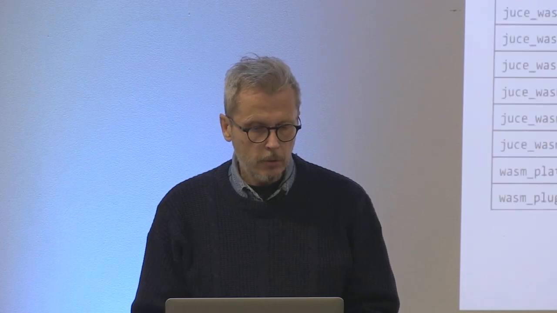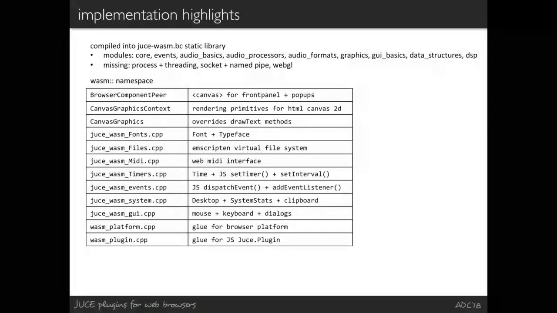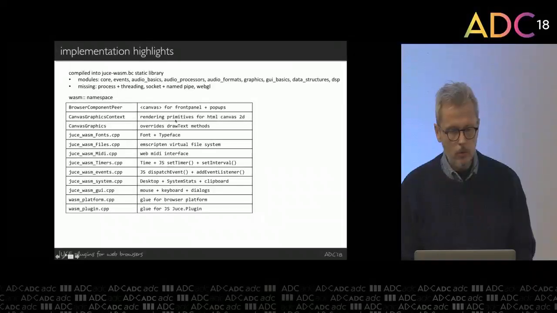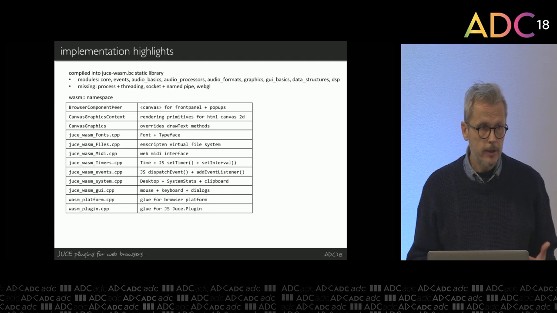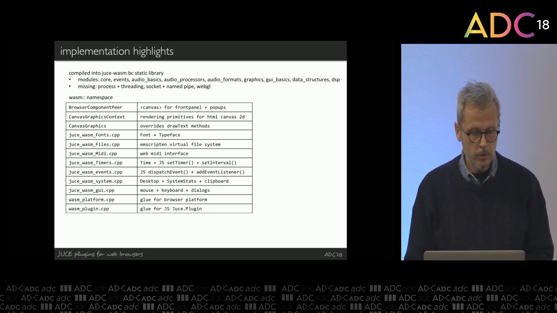So all these changes in JUCE are in the WASM namespace. And what was, in my opinion, really cool is that I really didn't need to touch the JUCE codebase that much. Most of the changes were just if-defs in the same places where there already are if-defs. The only thing that I really had to change was the graphics class. So I had to override the draw text methods to make those virtual. That's basically all that I had to change in JUCE code.